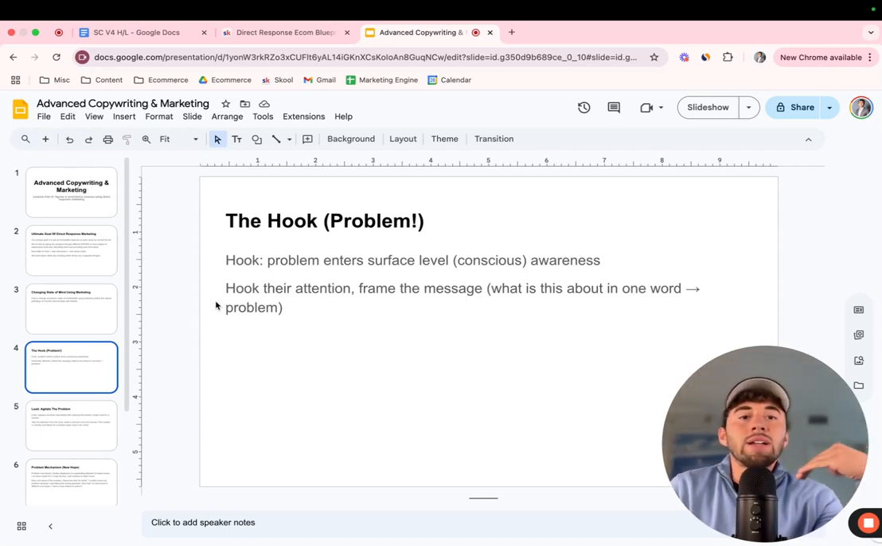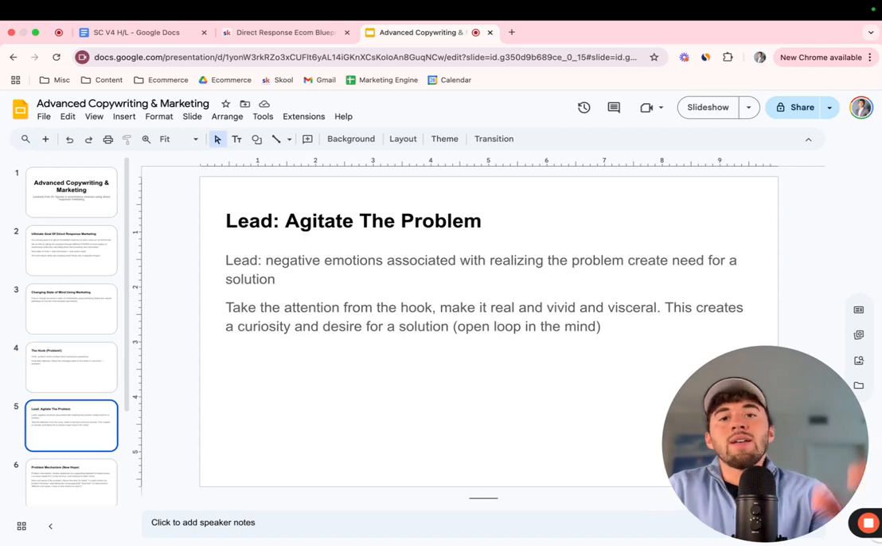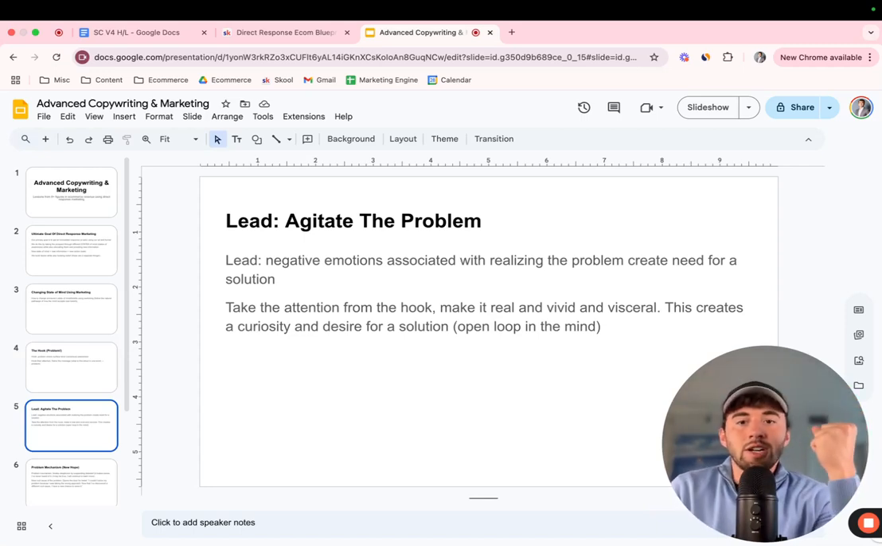And this is how the problem enters the surface level awareness. So it becomes real, and if you do a good enough job, you'll capture their attention and they'll keep watching. Then we get to the lead. So we take that attention, and now we're going to convert it into engagement.